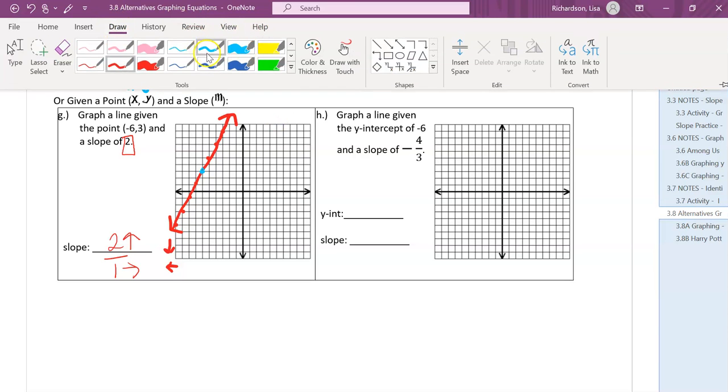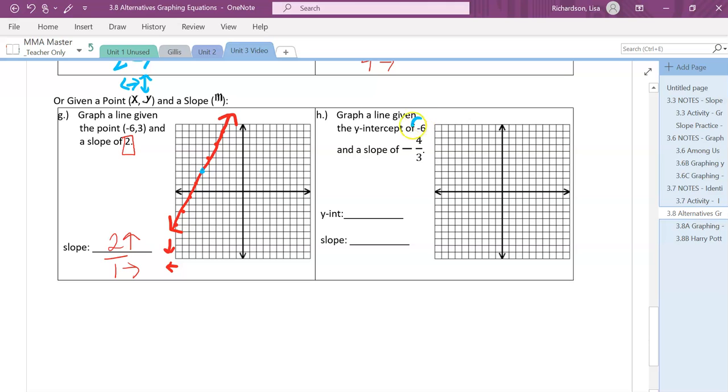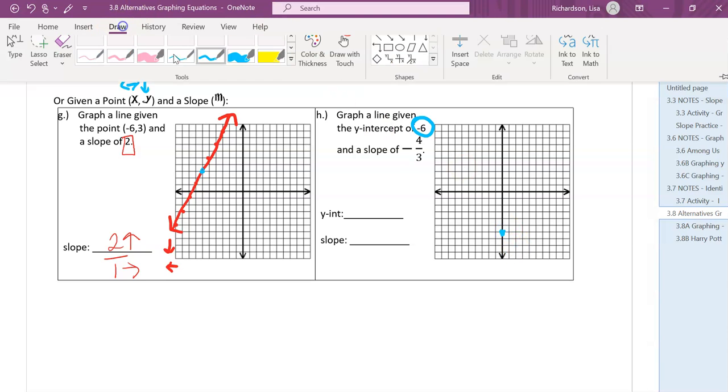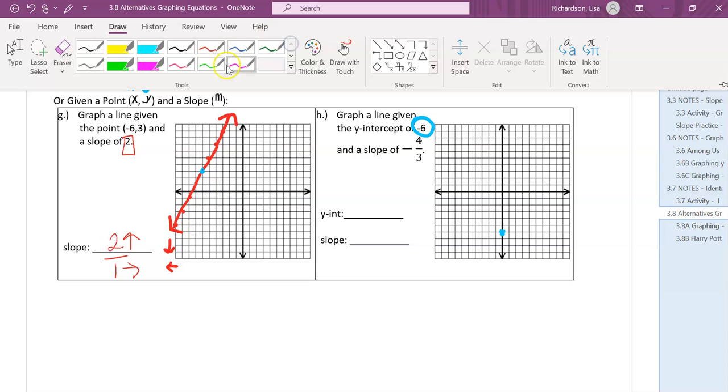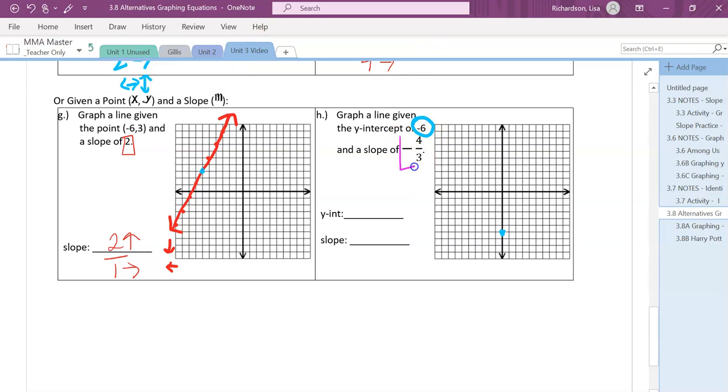Now, the other example over here, this one does give me a y-intercept of negative 6. The y-intercept is where we cross the y-axis. So I'm going to come over here, and I'm going to go down 1, 2, 3, 4, 5, 6. There's my y-intercept, okay? And then my slope is, again, how Kyle moves. Let me get a different color. And my slope is negative 4 thirds. So that's negative 4 over 3. Always give that negative to the top number. Always. Okay? So I'm going to go down 4 over 3.